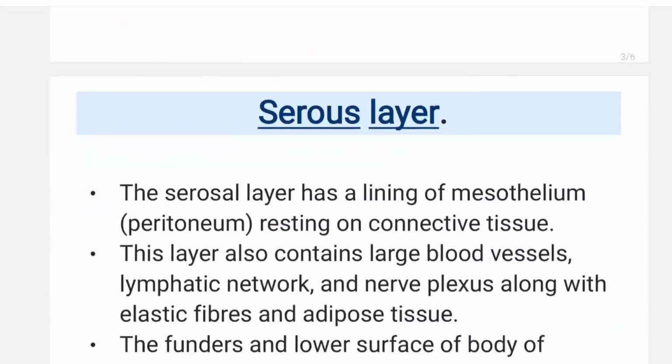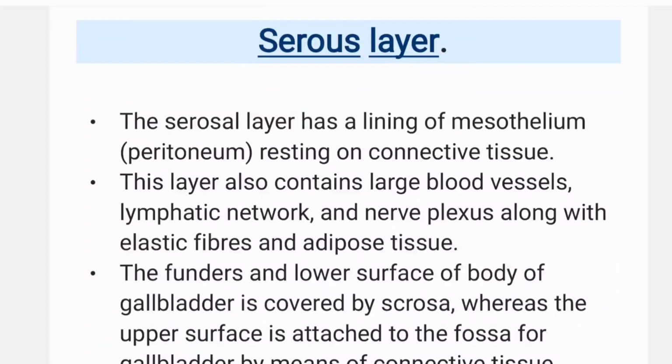Our next layer is the serous layer. The serous layer has a lining of mesothelium, that is the peritoneum, resting on connective tissue. It also contains some large blood vessels, a lymphatic network, and nerve plexus, along with some elastic fibers and adipose tissue. Which means in the serous layer we can find large blood vessels, some lymphatic networks, some nerve plexus, along with some elastic fibers and adipose tissue.